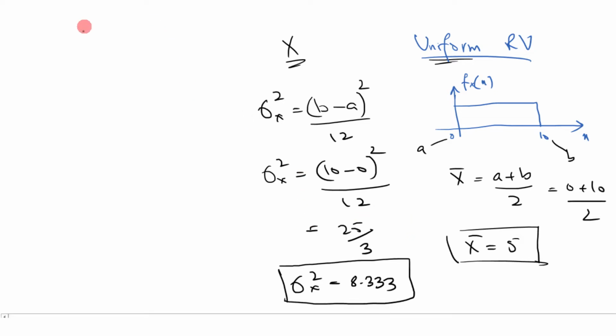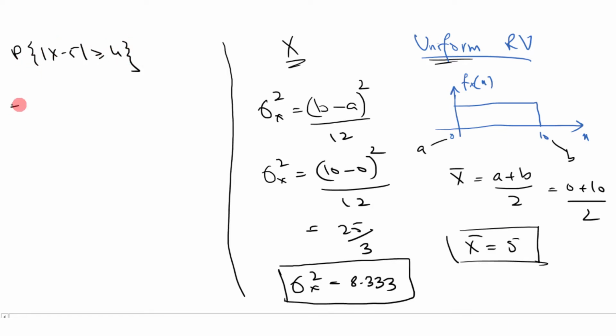Now let's suppose you want to calculate the probability that the magnitude of x minus 5 is greater than or equal to 4. Then it will be equal to the probability of x less than or equal to 1 or x greater than or equal to 9. It means you are interested in this probability. This is 9 and this is 1. You are interested in this area. So from this density function you can calculate the probability.